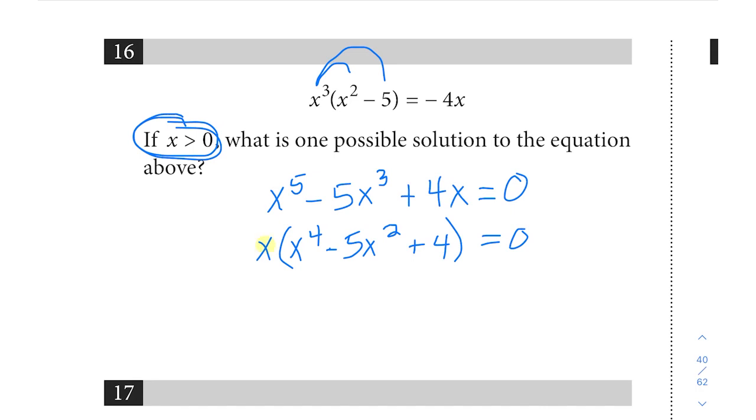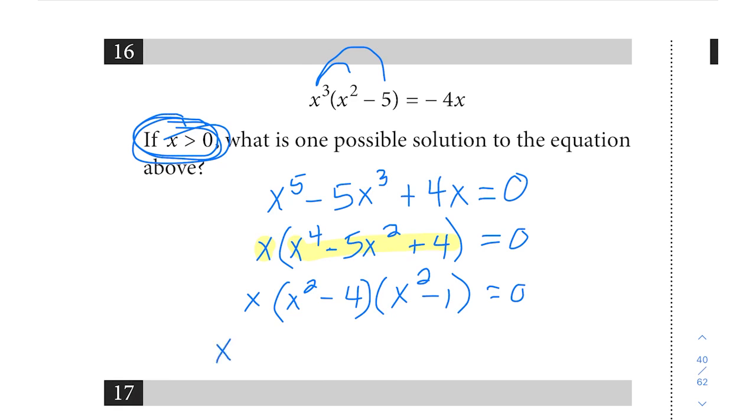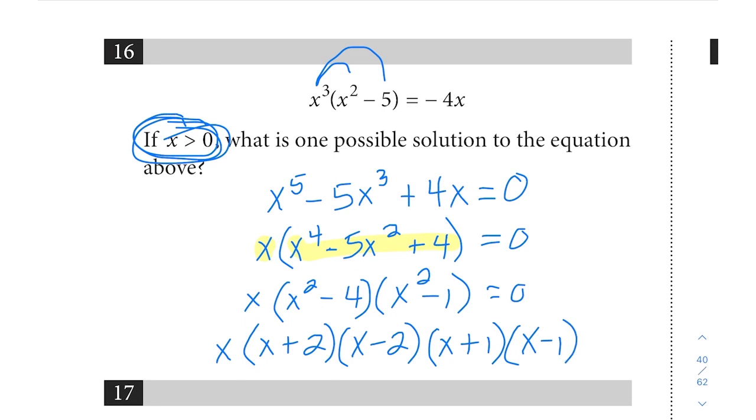equals 0. So one possible solution could have been x equals 0, because remember, you can set each factor equal to 0, but it does say that x has to be greater than 0, so we can't use that one either. All right, so let's see if we could factor this out a little bit further. Here we would have x squared minus 4 and x squared minus 1 when we go to factor out that trinomial. And then here we can factor even further. X squared minus 4, that's a difference of squares, which we should memorize. The factoring for, which would be x plus 2, x minus 2. And x squared minus 1 is also a difference of squares, which would give us x plus 1, x minus 1.